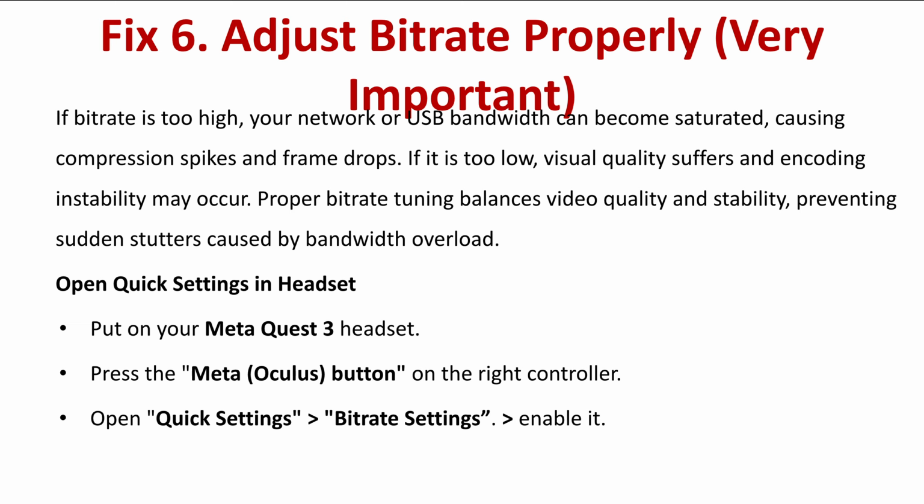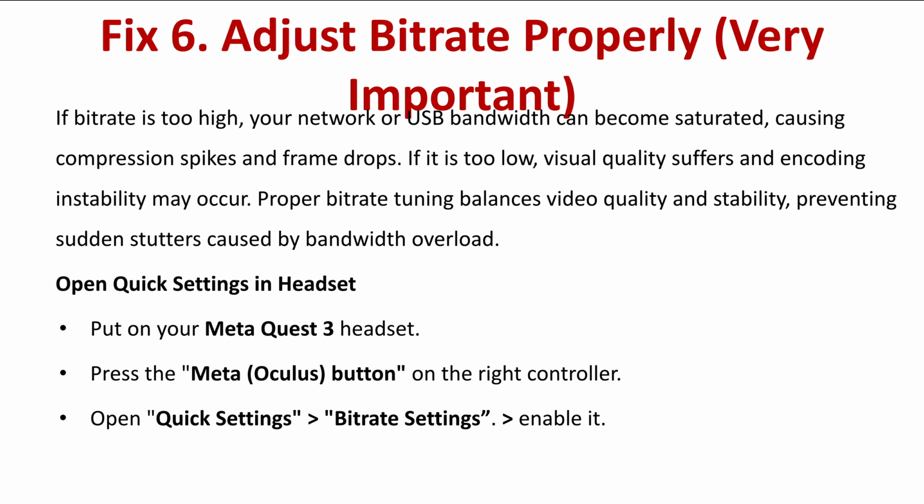So the sixth step is to adjust bitrate properly. Very important. If bitrate is too high, your network or USB bandwidth can become saturated, causing compression spikes and frame drops. If it is too low, visual quality suffers and encoding instability may occur. Proper bitrate tuning balances video quality and stability, preventing sudden stutters caused by bandwidth overload.